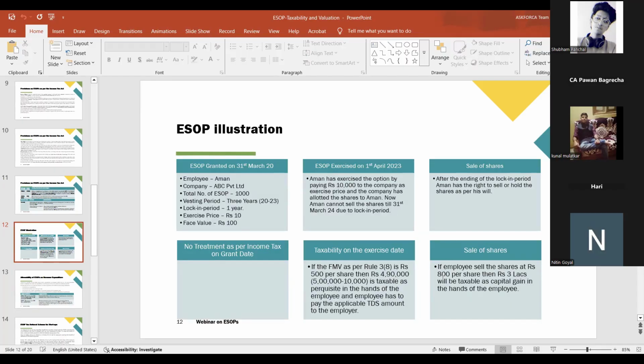And if the employee sells that share at the rate of 800 rupees, तो वही 500 का शेयर वो 800 में सेल करता है, तो 3 लाख का जो डिफरेंस होगा उस पे एम्प्लॉय को कैपिटल गेन टैक्स पे करना होगा. Depending on the period of holding, it can be short term or long term.